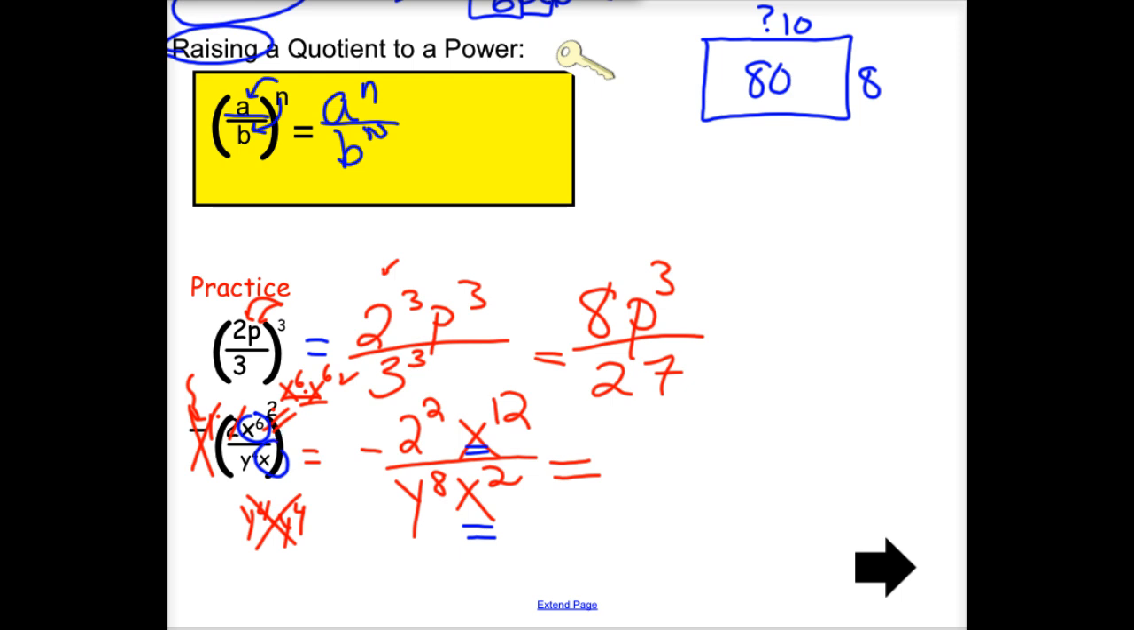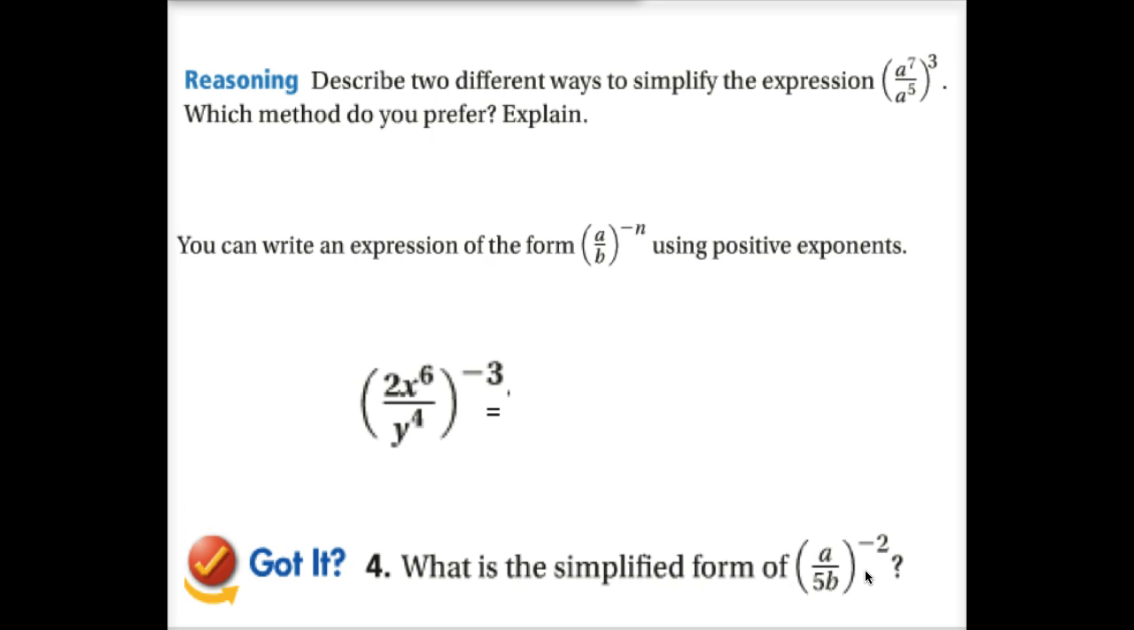So what do I have going here? The negative, done. The 2 squared, which is 4. X's. I have 2 on the bottom that are going to cancel out 2 on the top, leaving 10 on the top, or I subtract the exponents. And on the bottom, I've got 8 y's. All right, so the next one up.